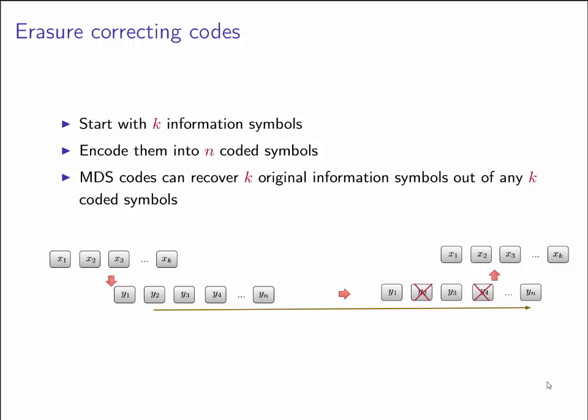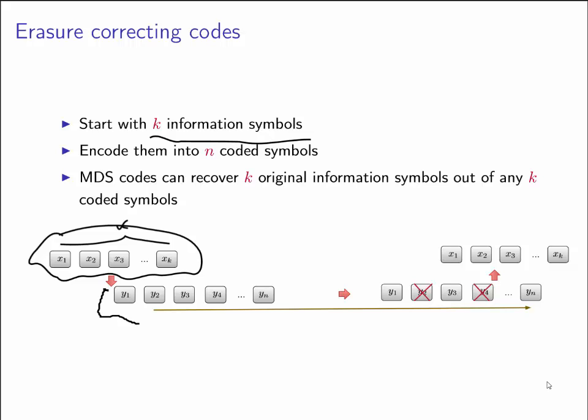So let me first give you a brief reminder of erasure correcting codes. In such codes we start with k information symbols, which we denote x1 to xk. Then we encode them into n symbols, which we denote y1 to yn. Then we can send those n symbols over an unreliable channel. This is the sender side.